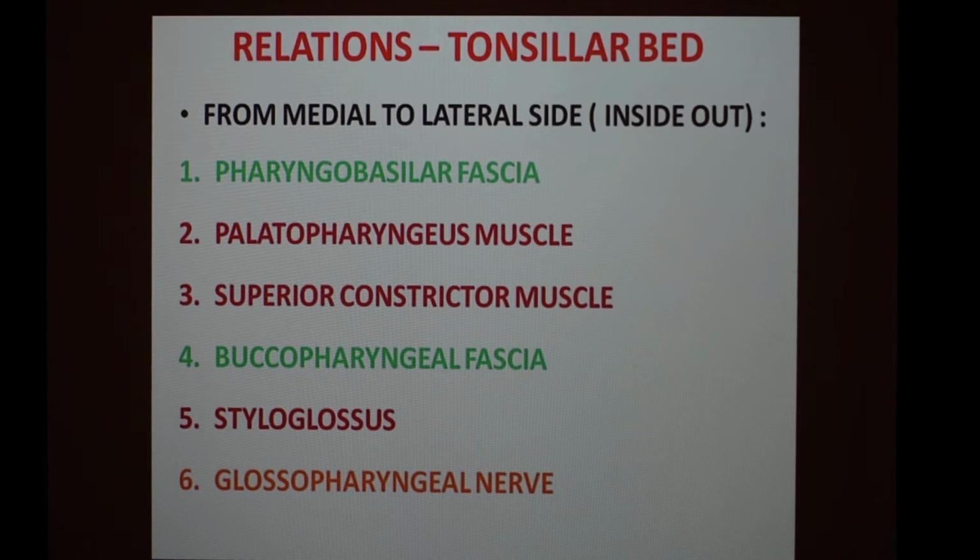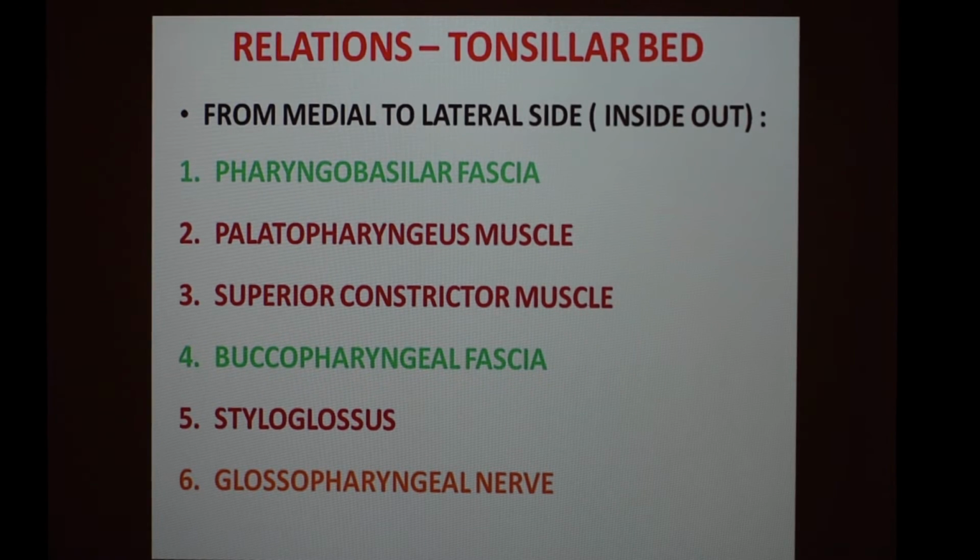So the relations of the tonsil can be described in two parts: first, the tonsillar bed, and then the other lateral relations of the tonsil. First we begin with the tonsillar bed. From medial to lateral, the structures are pharyngobasilar fascia, palatopharyngeus muscle, superior constrictor muscle, the buccopharyngeal fascia, styloglossus and glossopharyngeal nerve. These are the structures forming the tonsillar bed.